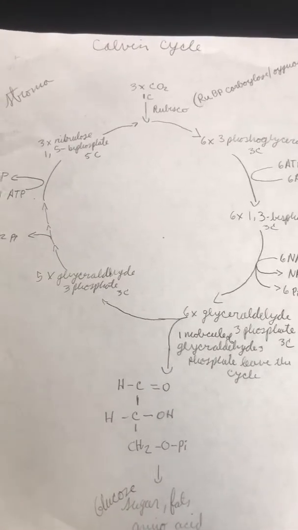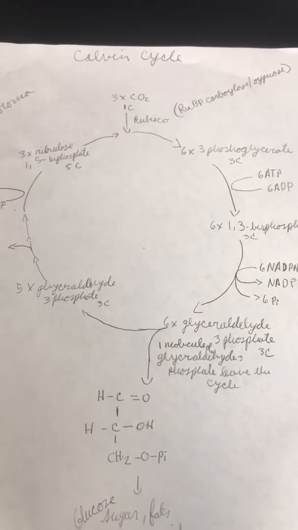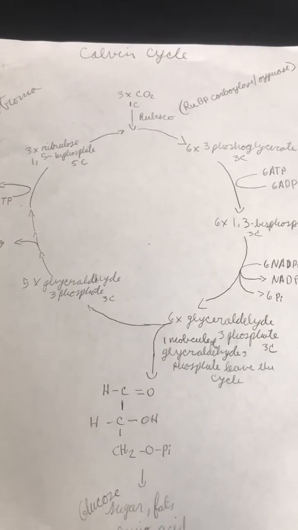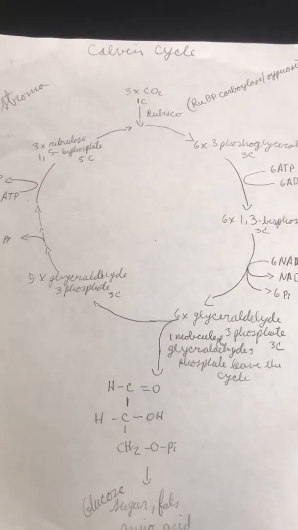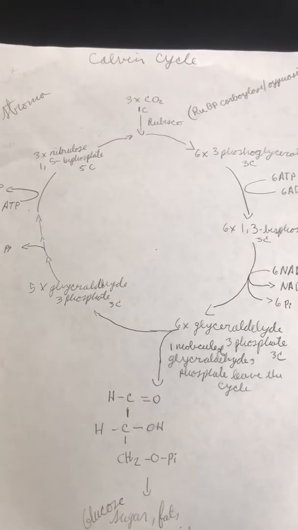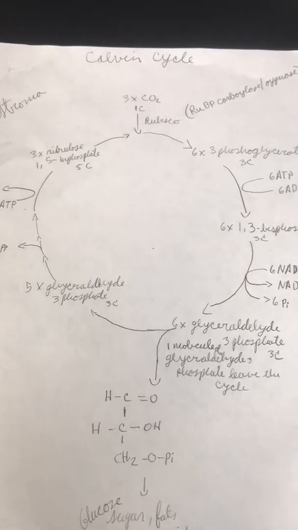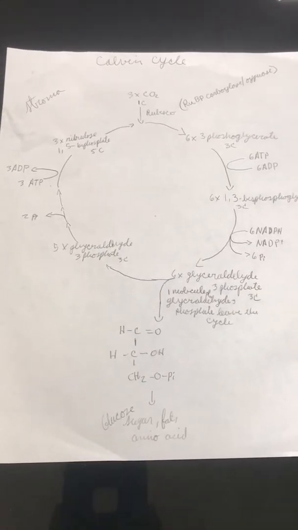For every 3 molecules of CO2 used, 1 molecule of glyceraldehyde 3-phosphate is produced, and 9 molecules of ATP and 6 molecules of NADPH are consumed to form this cycle.